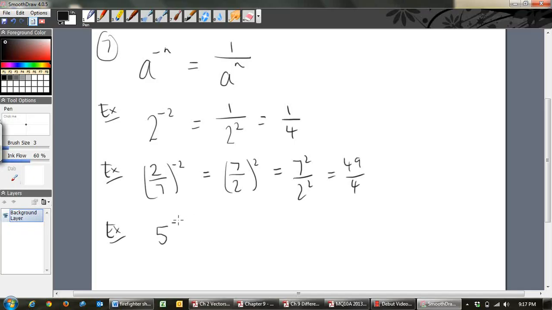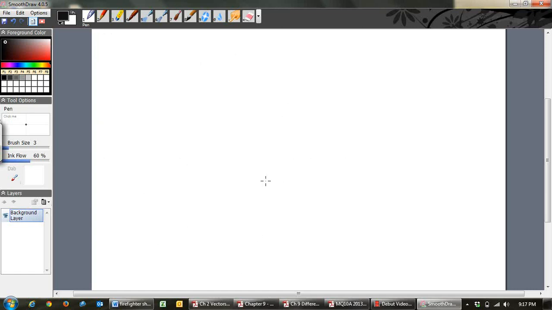I'll just do another one. 5 to the negative 3. What would that be equal to? Well, again, that means 1 over 5 cubed, because the negative puts it on the bottom line. That is 1/125.